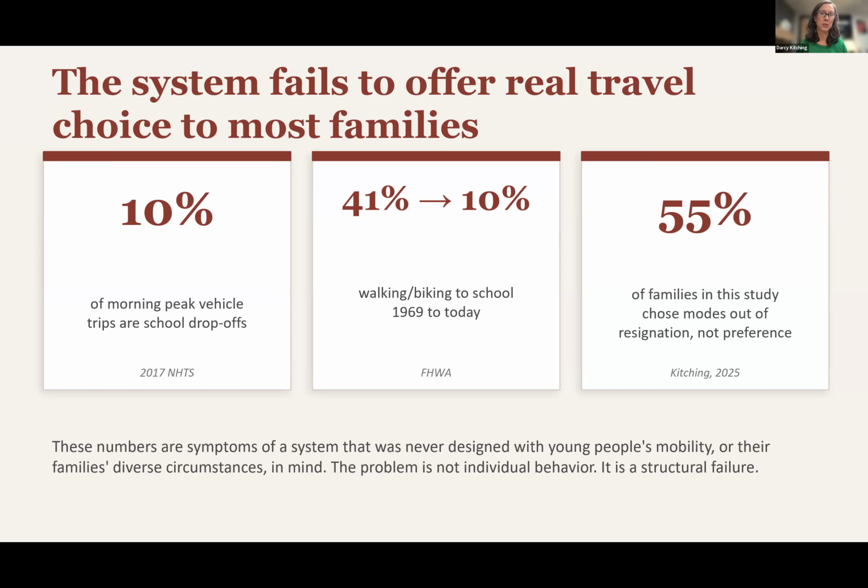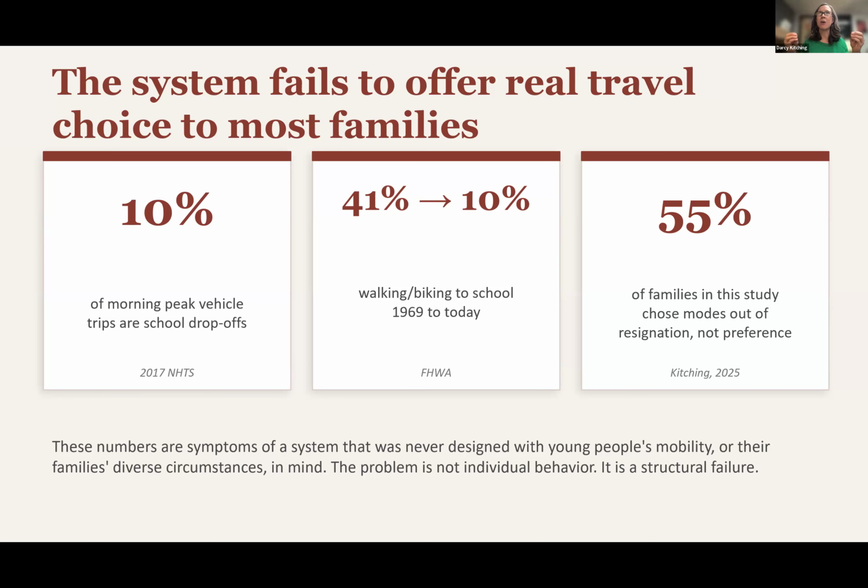Most of the families in that 55% were driving their kids to school every day because they felt like there wasn't another viable option, even though they wanted a different option. And so this is really interesting, and I'm starting to really deconstruct this finding in particular. And like it says at the bottom here, this is a symptom of a system that isn't designed for young people's independent mobility at all, or even for families.